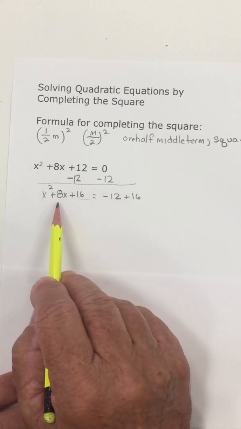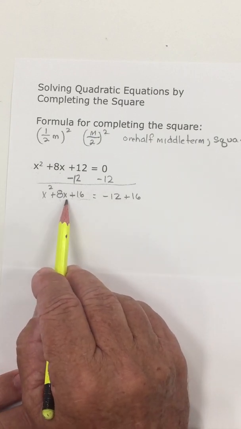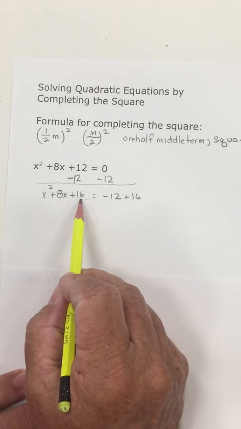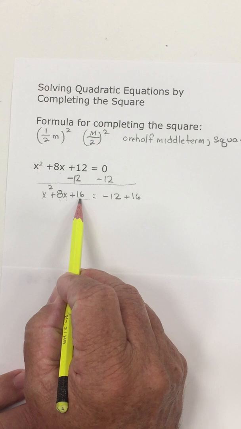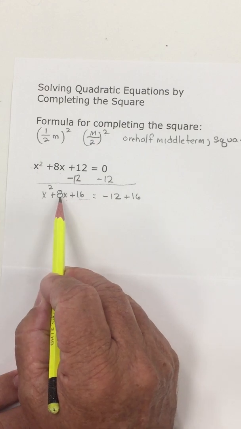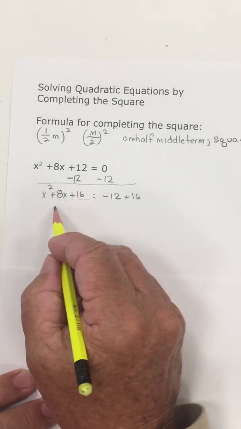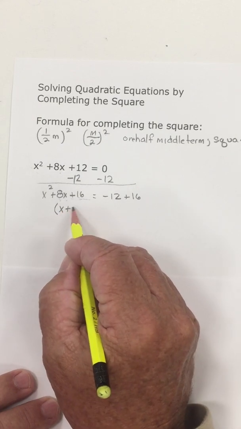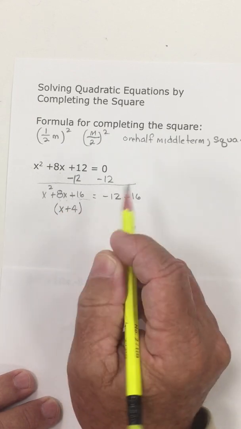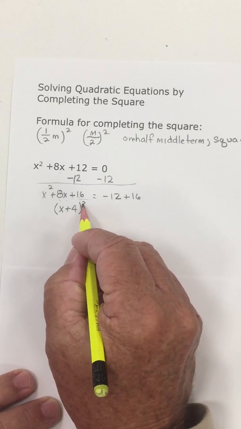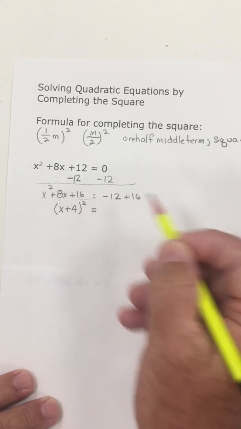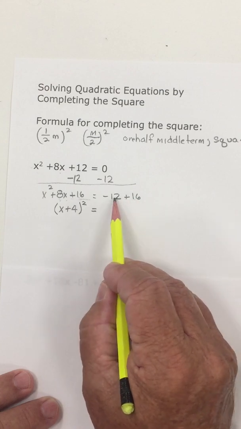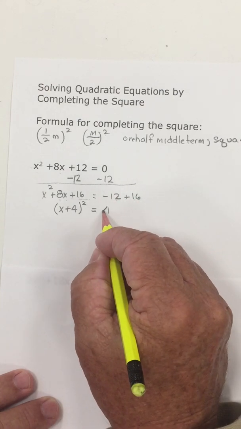All right? Let's go ahead and factor this now. Now we should be able to factor this, because what two numbers do we multiply together to get 16 that we add to get 8? Well, we just figured that out. We have x plus 4. That's our perfect square. Squared equals negative 12 plus 16. 16 minus 12 is 4.